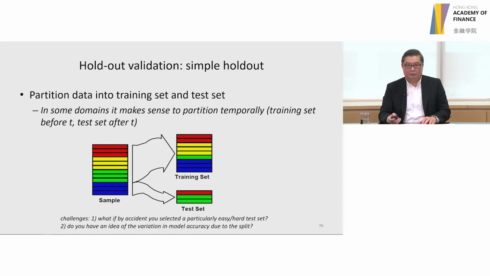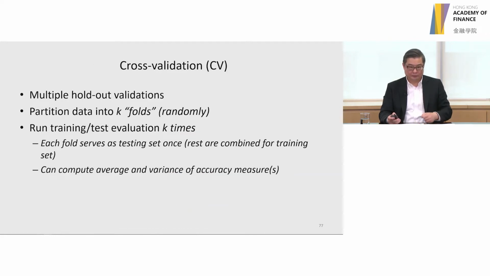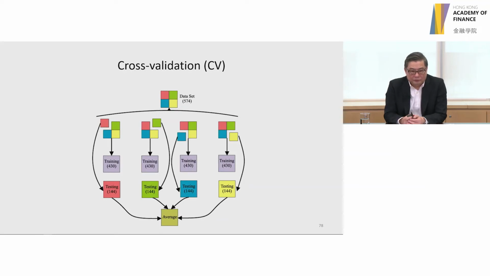Typically, people will do more than that. They will adopt something called K-fold validation. K typically is 10, 10-fold validation. So let me show you how it works. In this case, I show you a 4-fold validation. For a 4-fold validation, you divide the original data set into 4 parts. You use 3/4 to train the model.